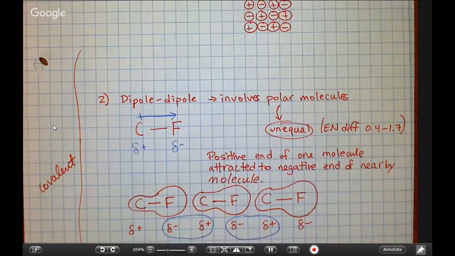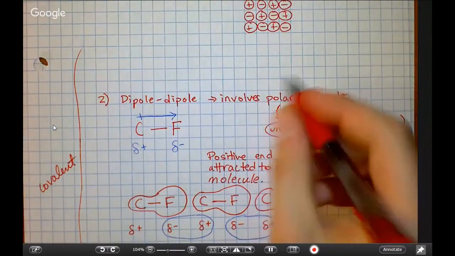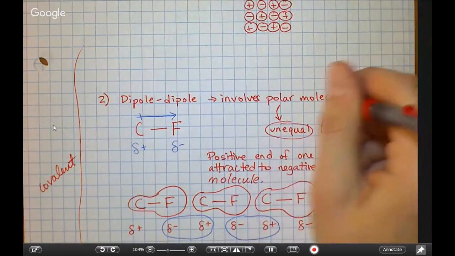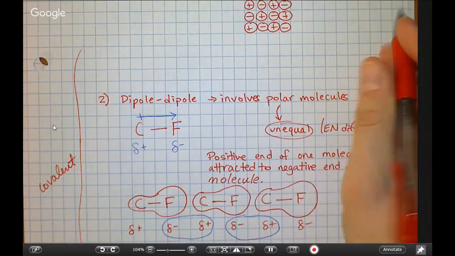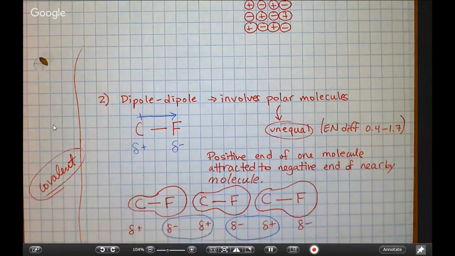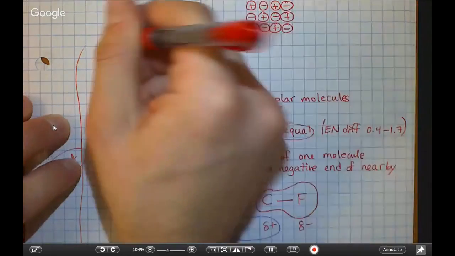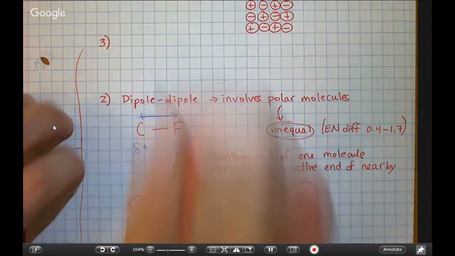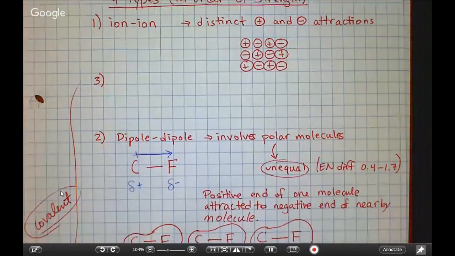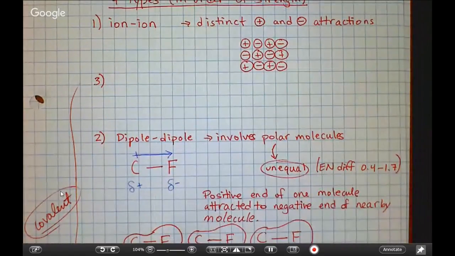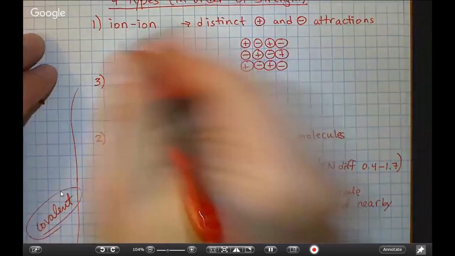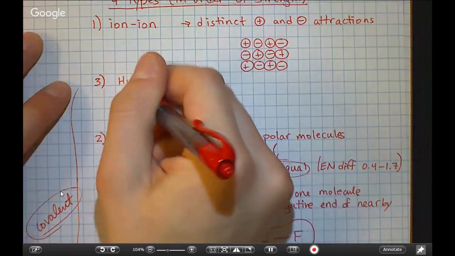So that is the dipole-dipole attraction. I said it involves polar molecules, and because I said molecules here, remember it is covalent. The next type of intermolecular attraction, so our third one, I'm actually putting back up here above dipole-dipole. This third one is called hydrogen bonding.